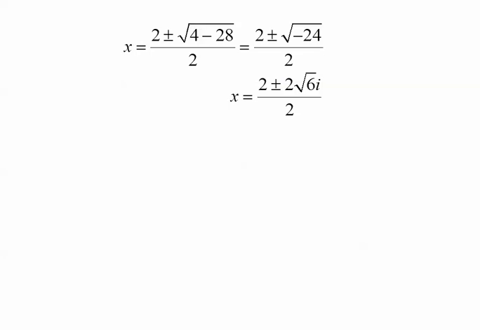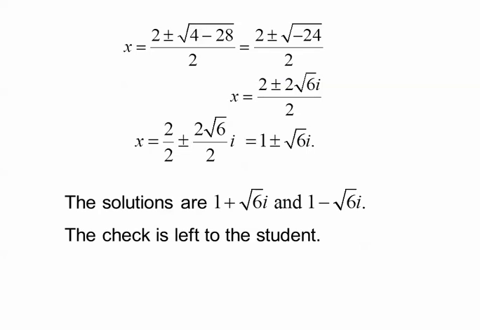Now we need to reduce as far as possible, and every term has a 2 in it. So we'll take that 2 out, and we'll get 1 plus or minus the square root of 6 i. You can also write i times the square root of 6, just so you make sure you're aware that the i is not under the square root sign, because as you can see here, it's really hard to tell. So the solutions are 1 plus the square root of 6 times i and 1 minus the square root of 6 times i. And again, you want to check those in the original equation that you were given.